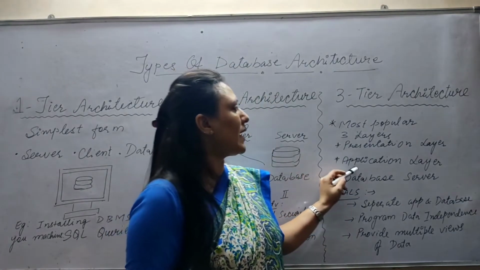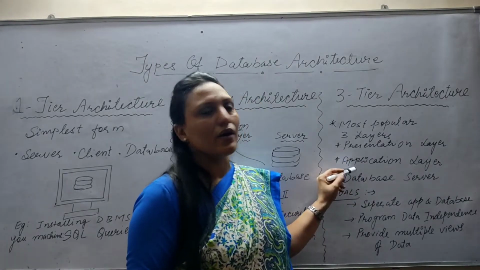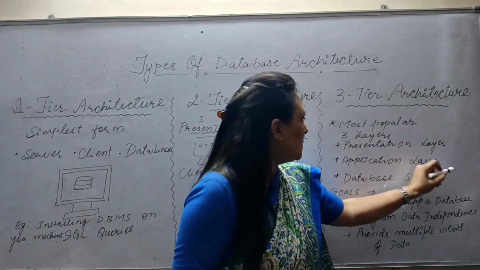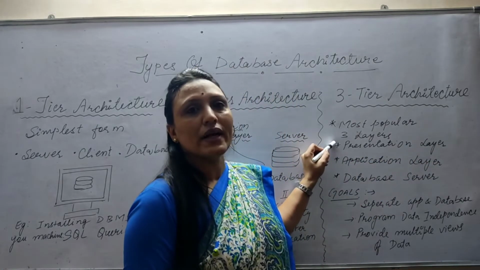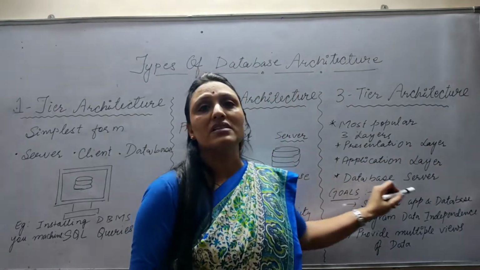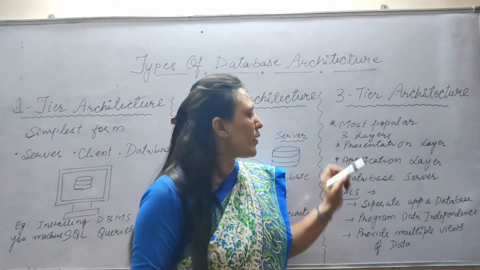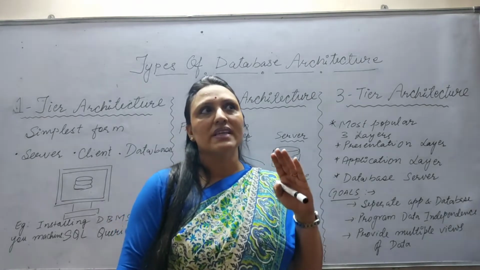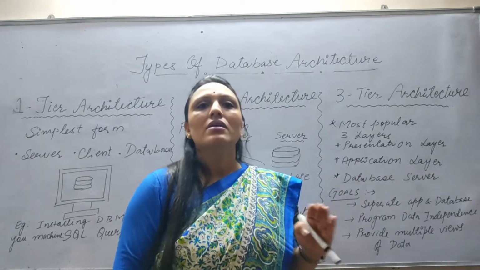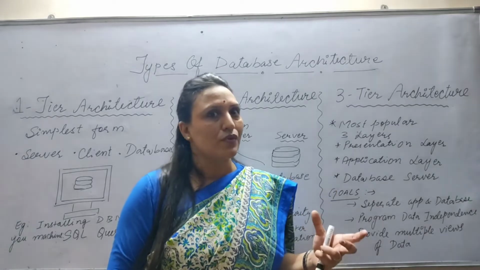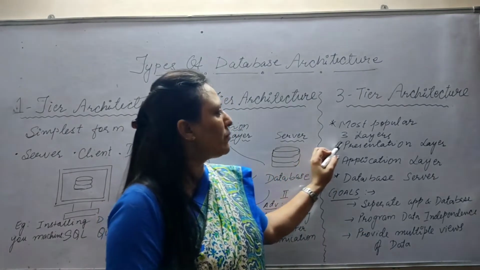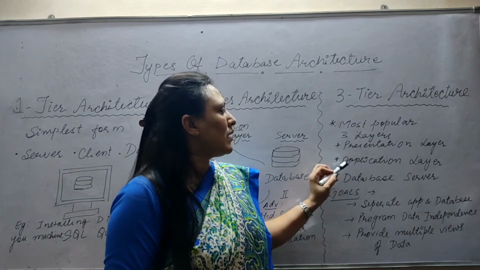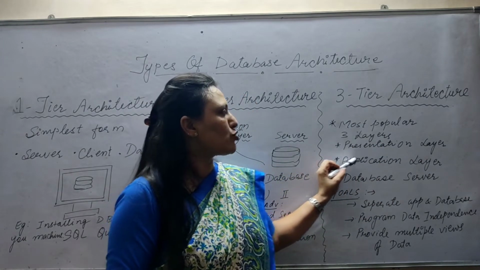So the application layer is the intermediary layer, or you can say it acts as a link between the presentation layer, that is the user, and the database server where the data is stored. So it makes things easier, faster, more secure, and more attractive also. The reason being, if the presentation layer client wants something, it will give a request to the application layer.